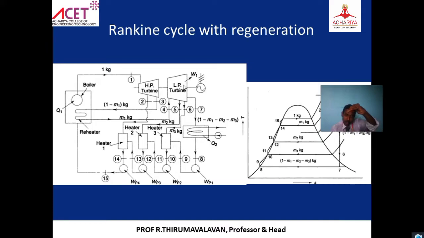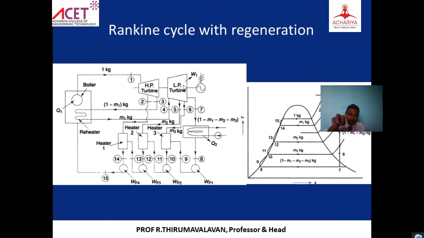We are assuming 1 kg of steam enters the boiler, and after expansion in the high pressure turbine, we take some part of the steam out. How much are we taking out? M1 amount. So M1 amount is taken out, which means the remaining steam is 1 minus M1. That 1 minus M1 is going for regeneration, and the remaining steam goes for the reheating cycle.